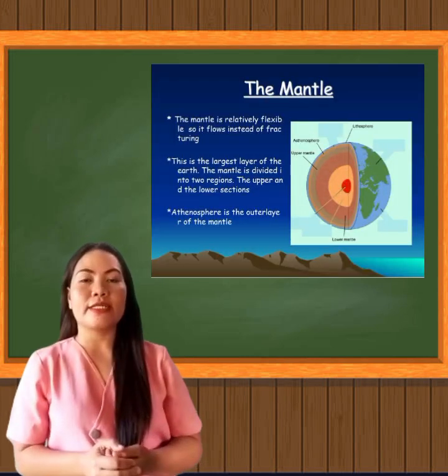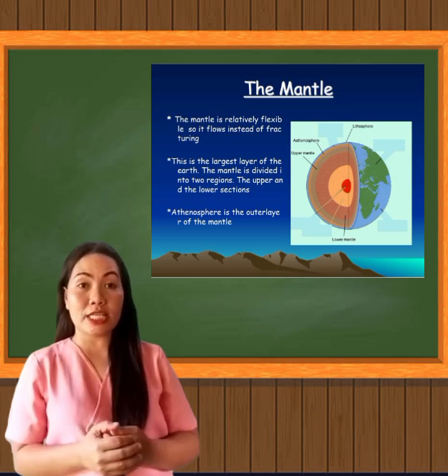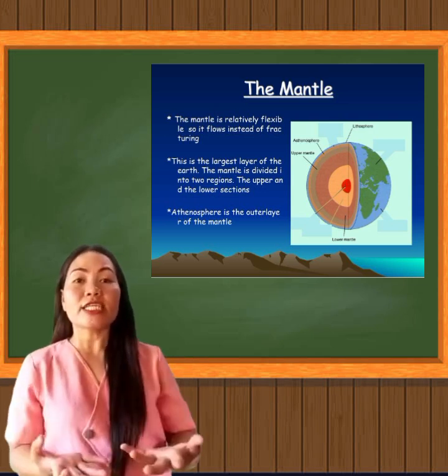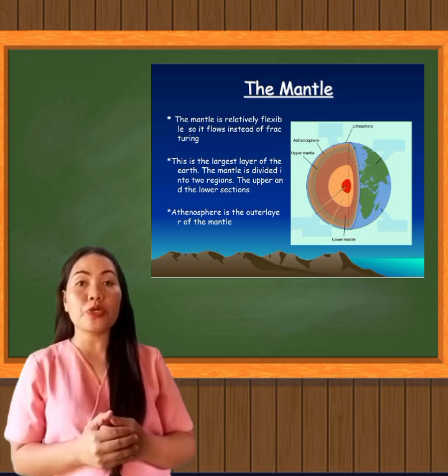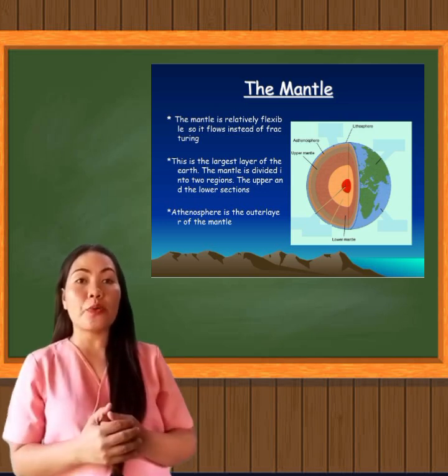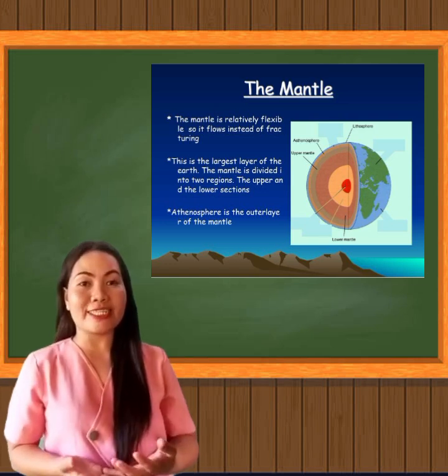Then the mantle. The mantle is relatively flexible, so it floats instead of fracturing. This is the largest layer of the earth. The mantle is divided into two regions, the upper and the lower sections. The lithosphere is the outer layer of the mantle.